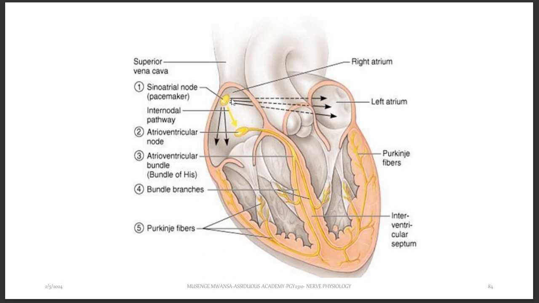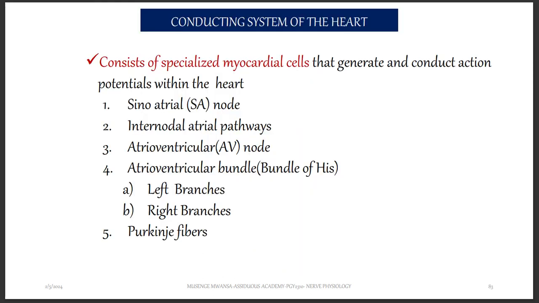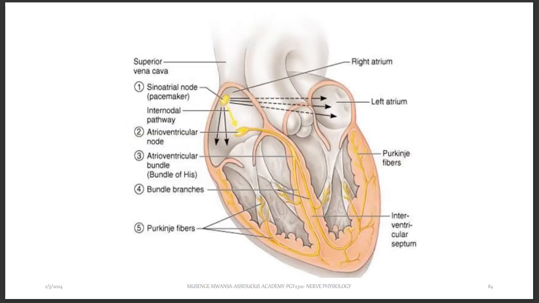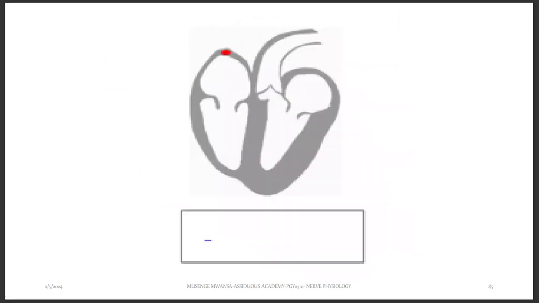Now, this conduction system, you can see they are not nerves, they are actually muscles. They are muscular in nature, not nervous in nature. That's why we say the conducting system consists of specialized myocardial cells. These are not nervous like that.